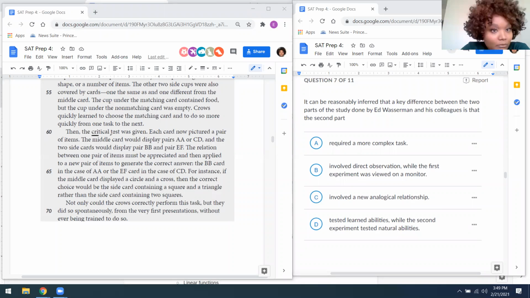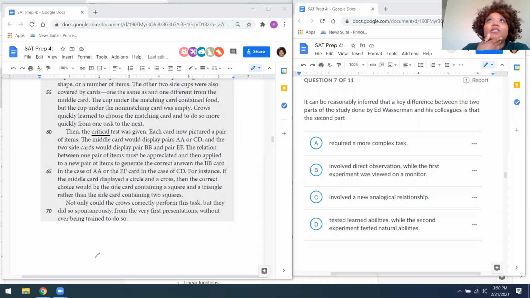Serious, or maybe endangerment or endanger or something. Yeah, that's right, basically. So let's replace it with the synonym you gave me. I'm going to read it, but I'm going to replace the word critical with the word that you gave me, serious. Then the serious test was given.